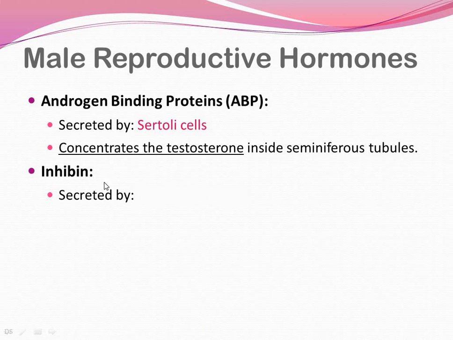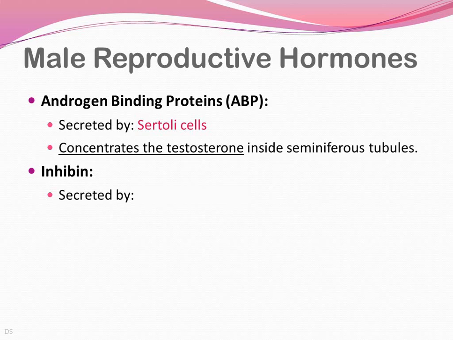Next is inhibin. As the name suggests, you must be aware that wherever there is the word ending in IN, for example albumin, what does that IN refer to? IN refers to protein, peptide. So it's a peptide hormone. A peptide hormone which inhibits what? It inhibits spermatogenesis. That's why you call it inhibin. Now you must be guessing why you need inhibition of spermatogenesis.